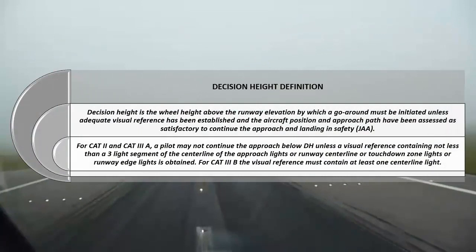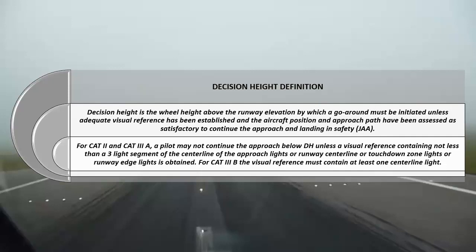Decision height definition. Decision height is the wheel height above the runway elevation by which a go-around must be initiated unless adequate visual reference has been established and the aircraft position and approach path have been assessed as satisfactory to continue the approach and landing in safety, JAR.